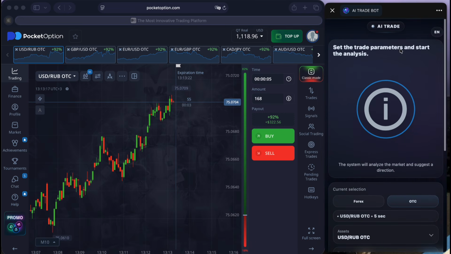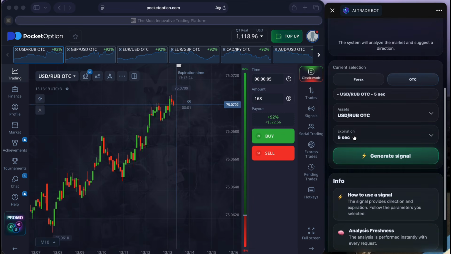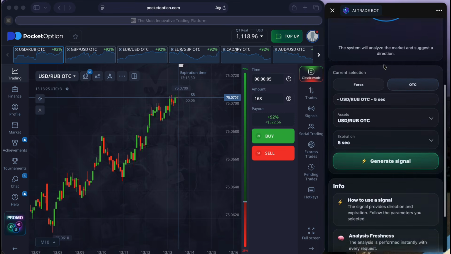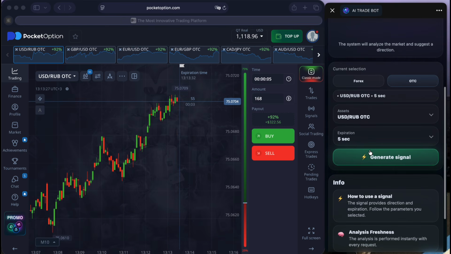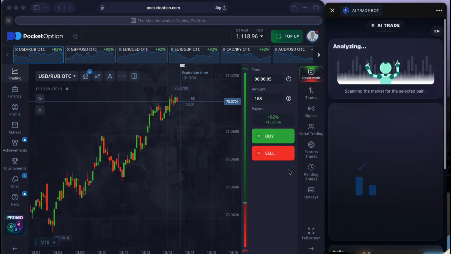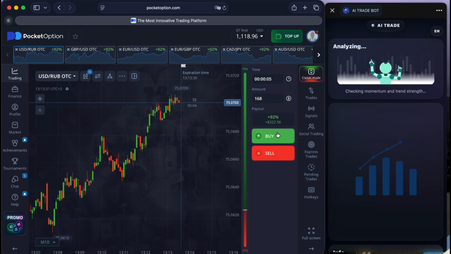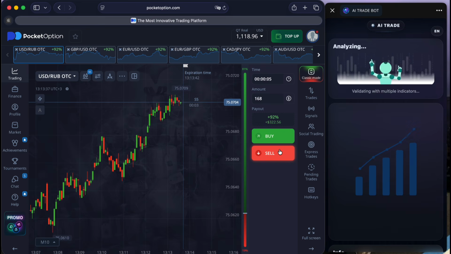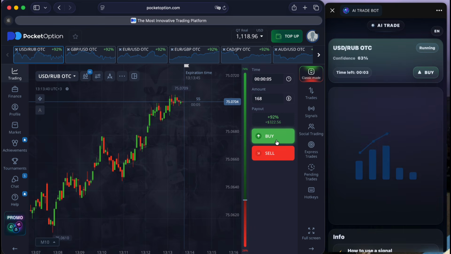I'm reconfiguring my instrument. Dollar ruble on the screen. 5-second expiration time. Please also note that this method requires opening to the nearest second, so have a stable internet connection. Request a signal. Enter a signal and immediately click the buy or sell button, thereby steadily increasing your deposit on this broker. I'm waiting for the technical analysis, and I get a buy signal for our deal.